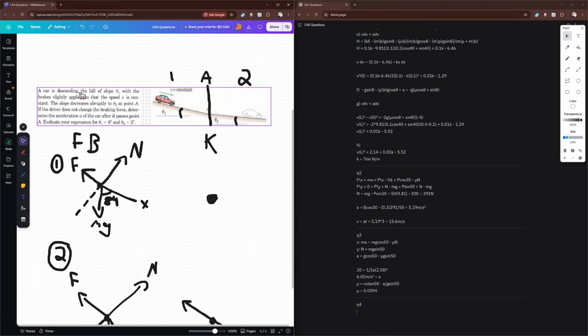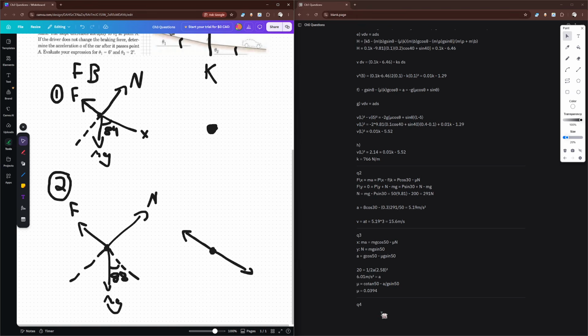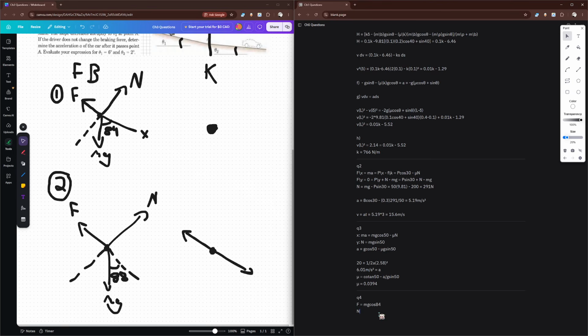And keep in mind, we don't have the mass of the car. But as shown in question 3, you don't need the mass. So let us do this. In the first part, using the free body diagrams from this part, we see that there are no accelerations, which means that the forces are all even and equal to 0. So that means that F is equal to mg cosine 84, and N is equal to mg sine 84.